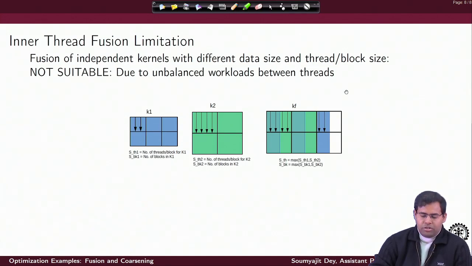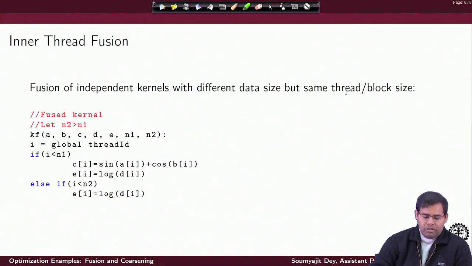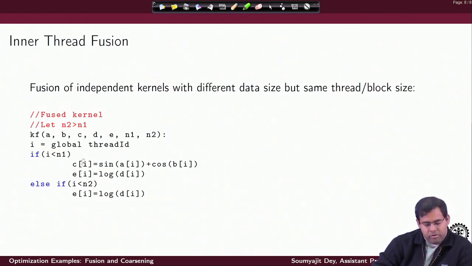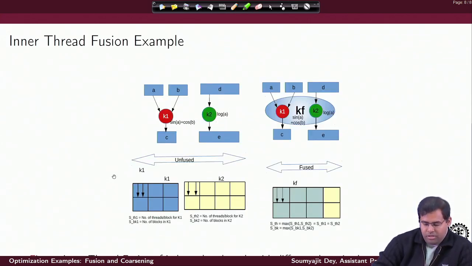situation, completely unbalanced workloads, and that may not be suitable. In some cases it's okay. For example, the data size is different because the number of blocks is different, but the threads per block are the same. So in that case, the code doesn't have too much overhead, and there is a significant amount of balance in execution of the majority of the blocks. This was the picture for that.